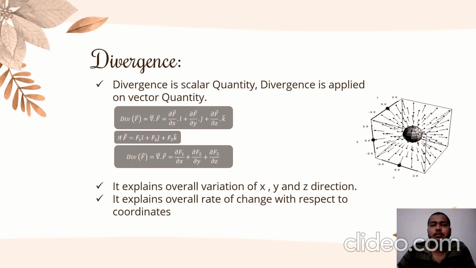So to find the divergence of the vector function f, we take the dot product that I've already told you, as you can see on the screen: the partial differentiation of f in the respective directions. It explains the overall variation in the x, y, and z directions. The main point is that it explains the overall rate of change with respect to coordinates, as this is a differentiation.